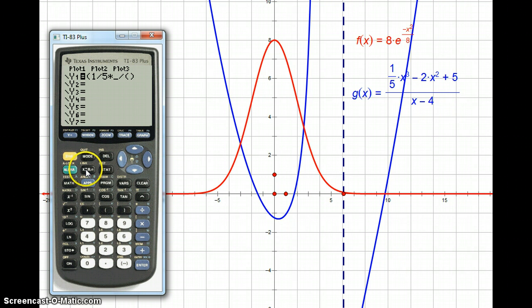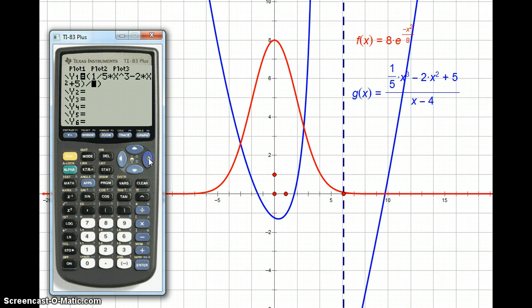X is this variable right here. It says X, T, theta, n. This is our variable button. So x to the third power, minus a 2 times x squared. There's an option for shorthand for square. Plus 5.